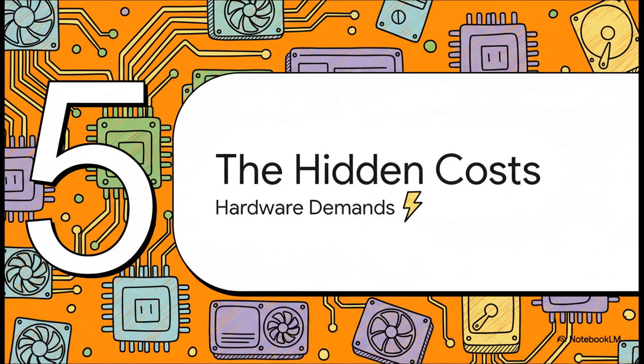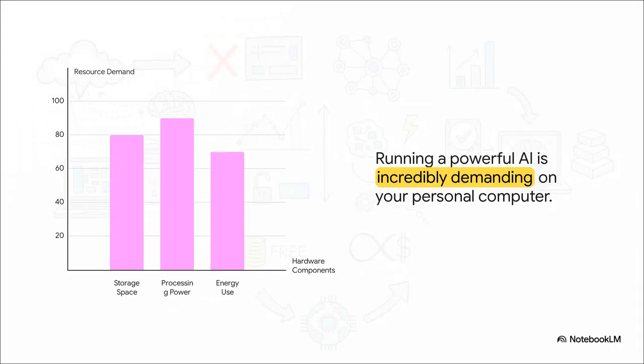Okay, but it's not all sunshine and rainbows. This freedom comes with some very real practical trade-offs, and they all have to do with the muscle in your computer. Look, running one of these things is a huge drain on your computer. It really hits three main areas.